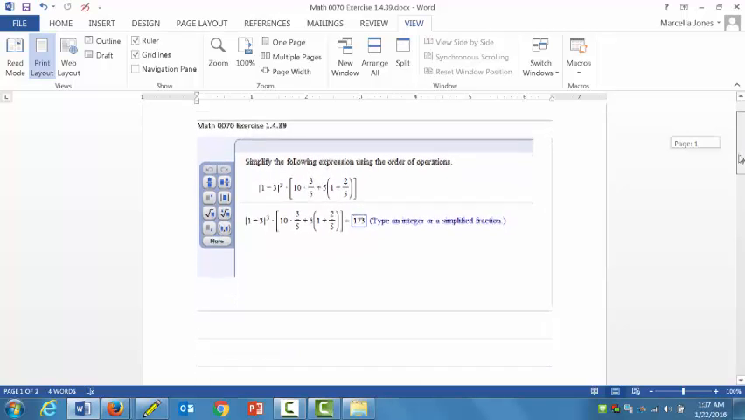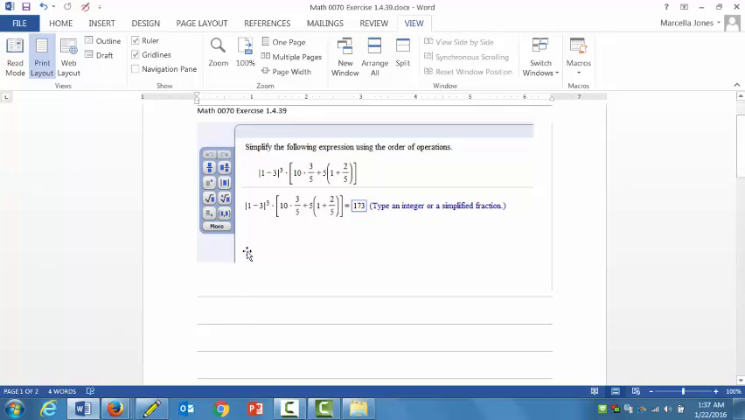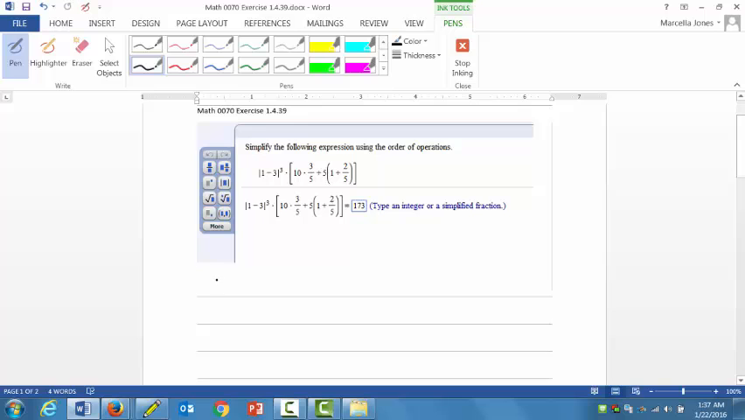Let's take a look at exercise 39 from section 1.4. When you have a problem like this, where you have quite a bit of work to do, quite a few groupings, one way to think of this is you want to work from the inside out. So here, I can work in any grouping, but on this second grouping that has an inner grouping, we want to work from the inside out. And this is an incorrect answer here. So that's not correct. So let's take a look at this.